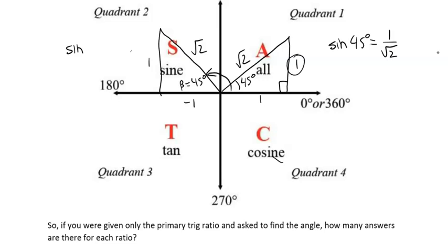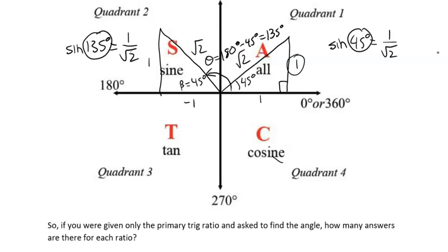Well, that angle would be 180 minus 45. So 180 degrees minus 45 degrees, that would be a principal angle of 135 degrees. So sine of 135 is also 1 over root 2. So if I gave you sine of 45 as 1 over root 2, the other angle would be 135 degrees. Both of those angles are correct for that ratio.